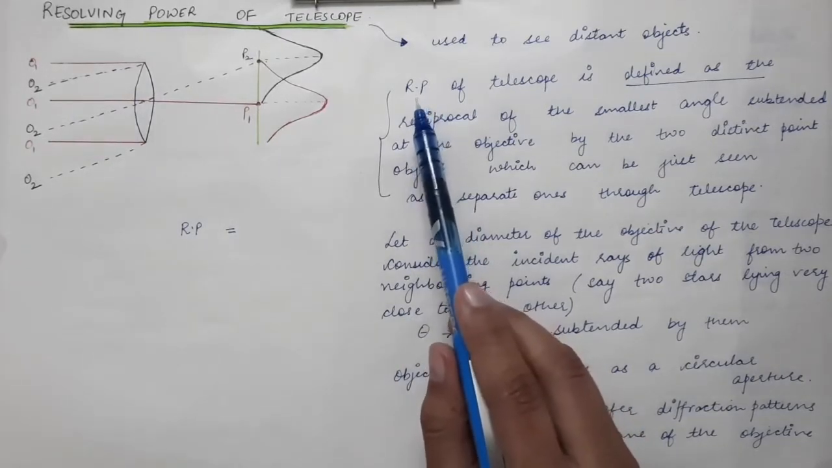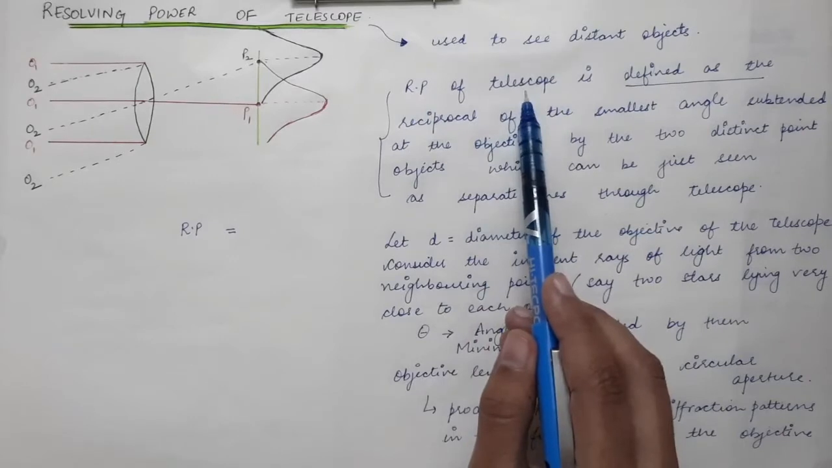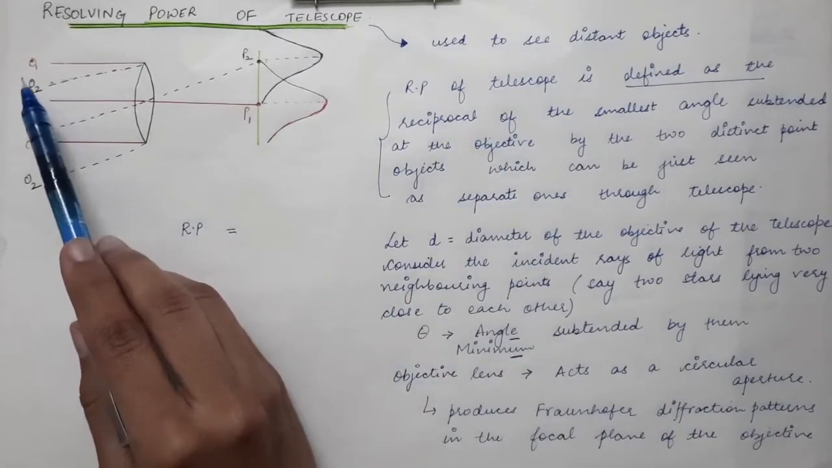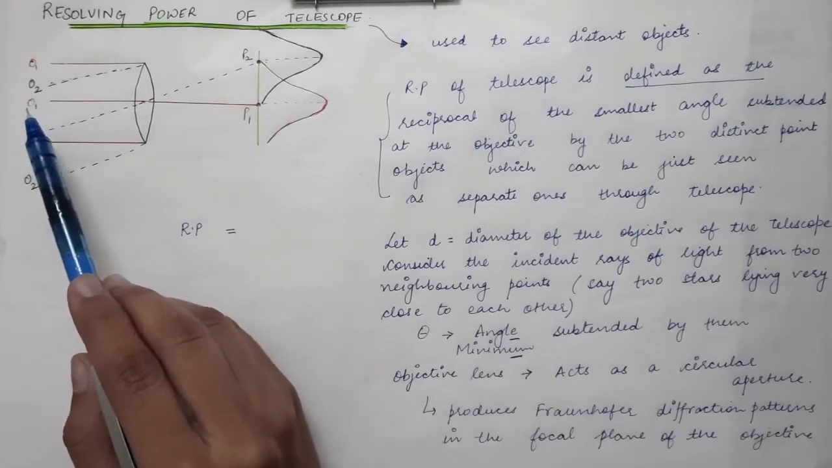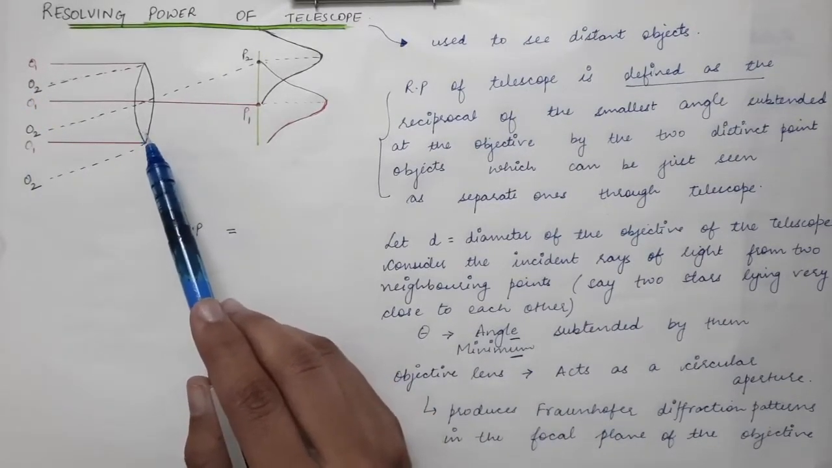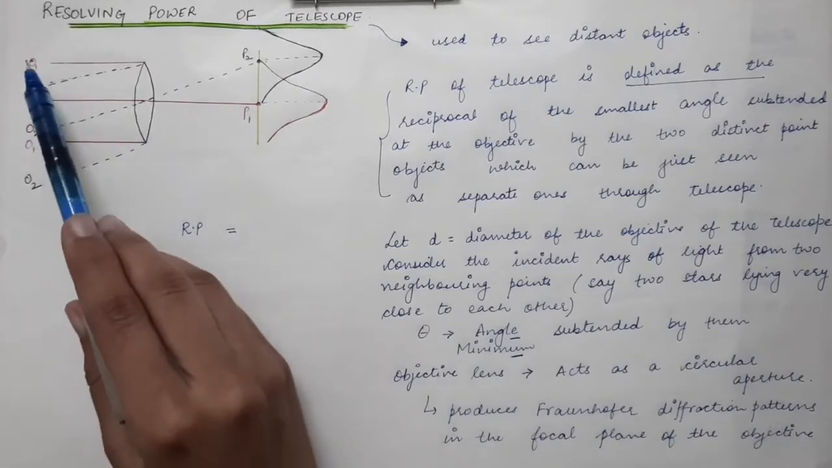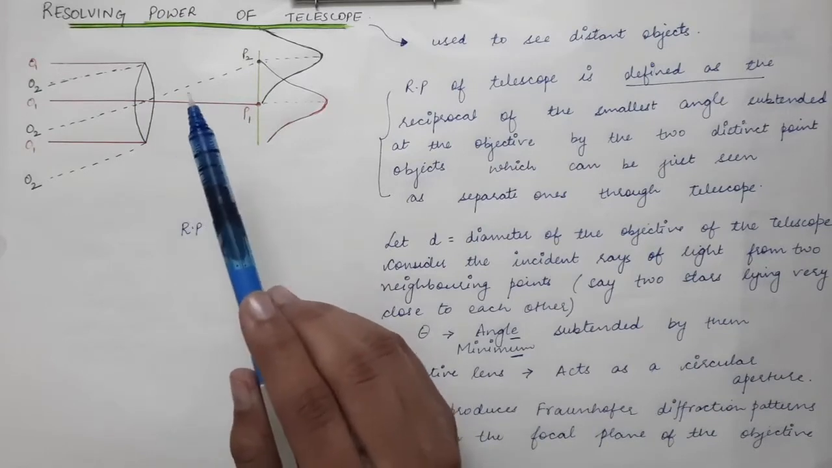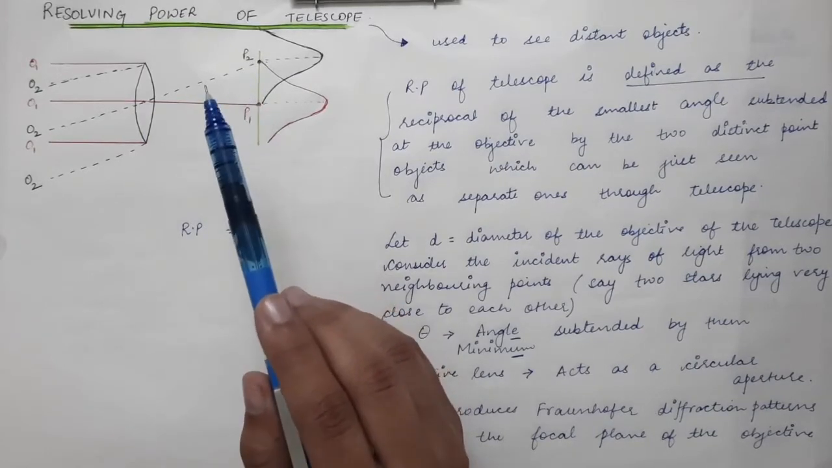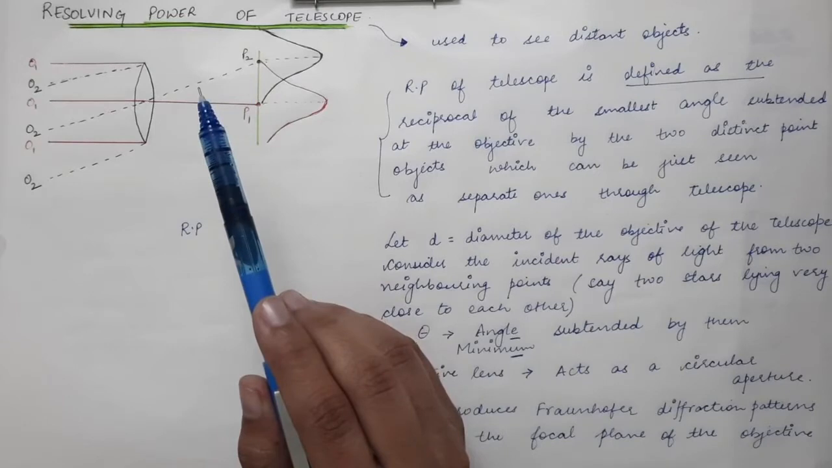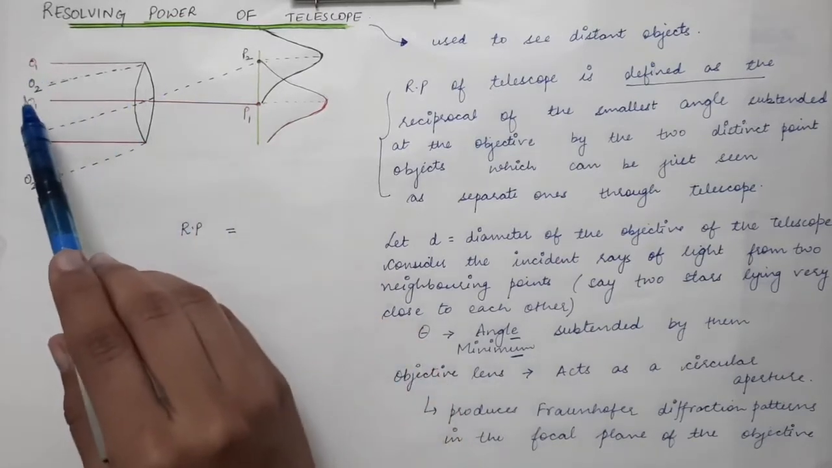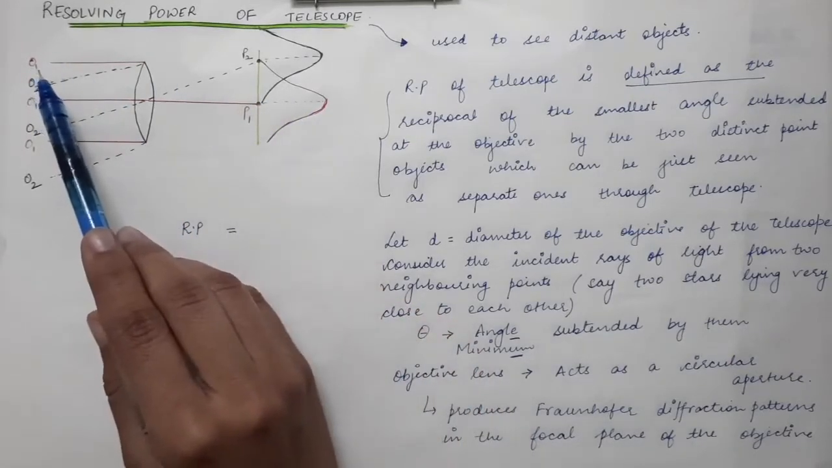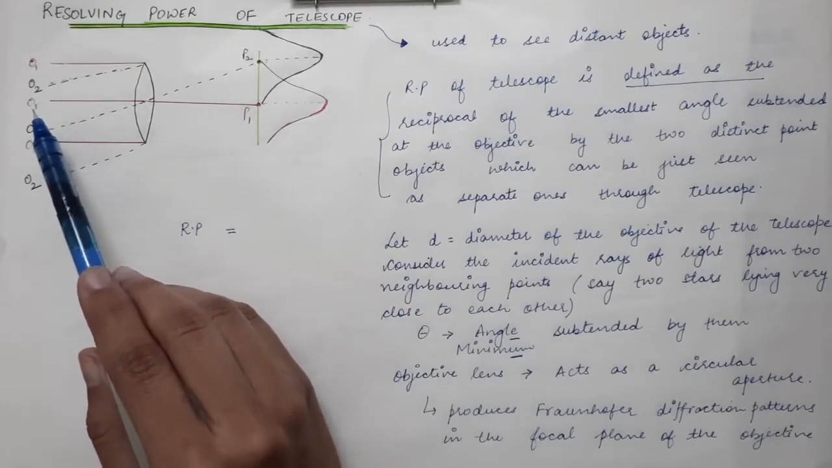Now, to find the resolving power of a telescope, first of all, let's say these two objects O1 and O2 are just resolved by this telescope. So we are assuming that these two objects are just resolved by the telescope. By just resolved, we mean the Rayleigh criterion is satisfied. As you know, the Rayleigh criterion states that two objects are just resolved when the principal maximum of one falls on the first minimum of the other object.